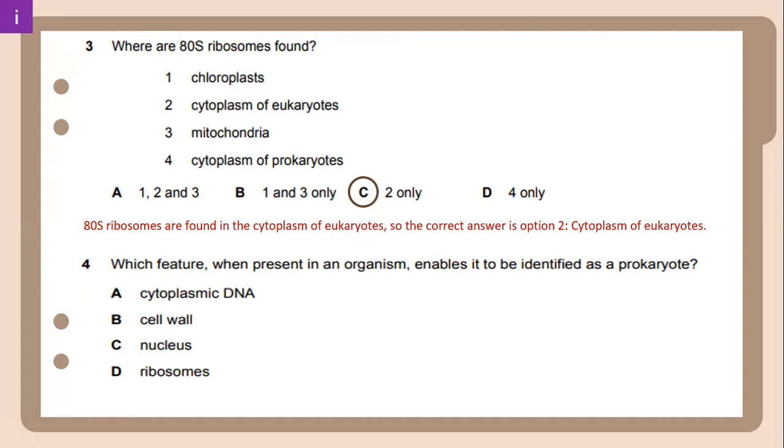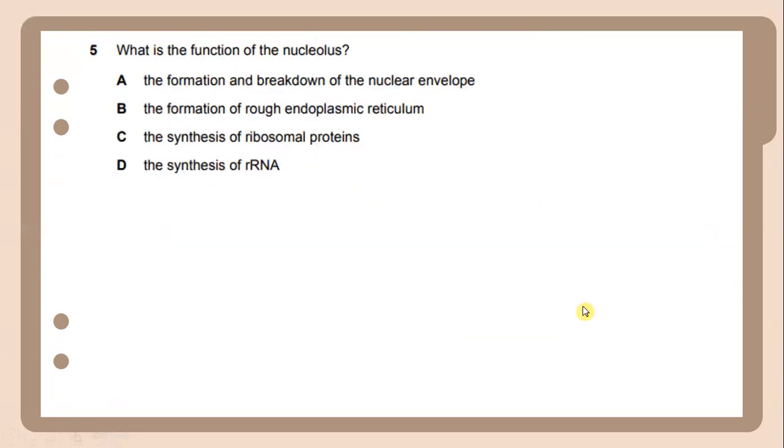Which feature, when present in an organism, enables it to be identified as a prokaryote? The feature that enables an organism to be identified as a prokaryote is C, the absence of a nucleus. Number 5, what is the function of the nucleolus? The function of the nucleolus is the synthesis of RNA, ribosomal RNA.